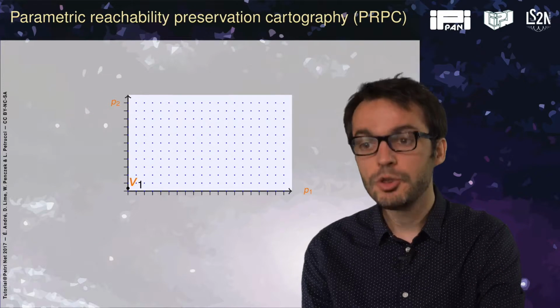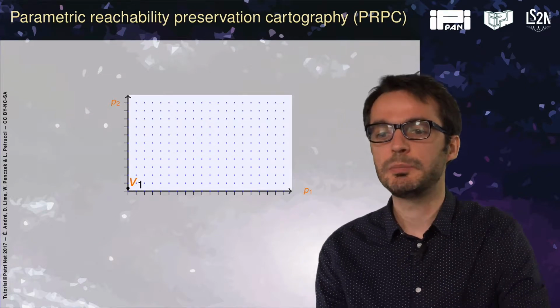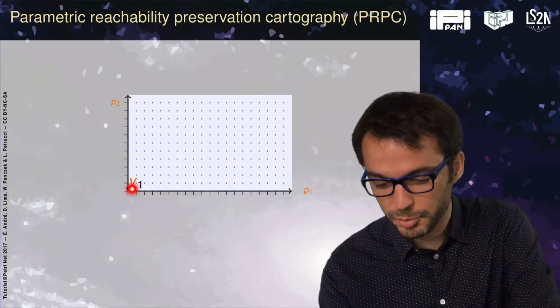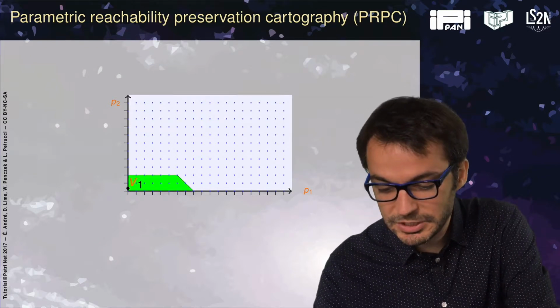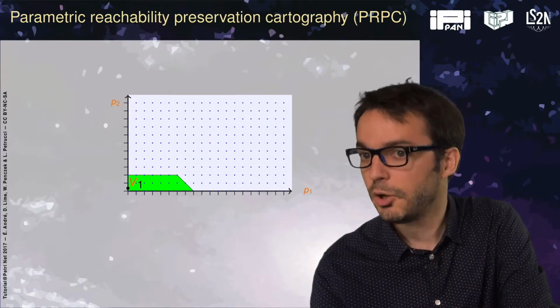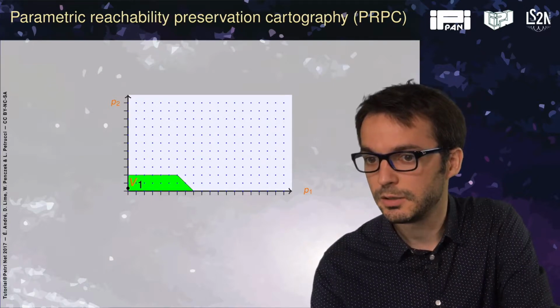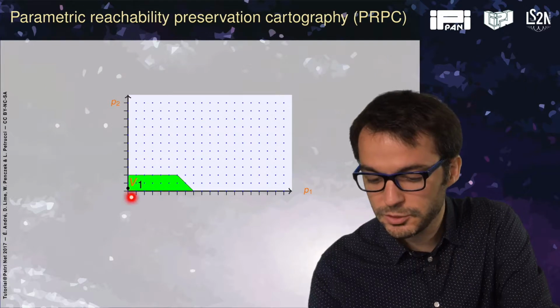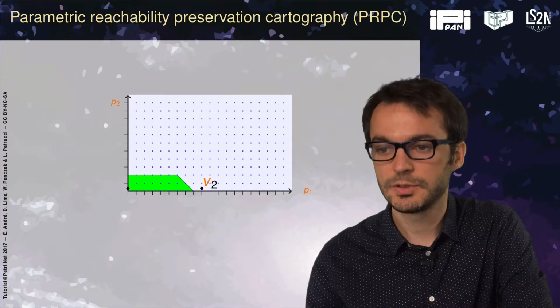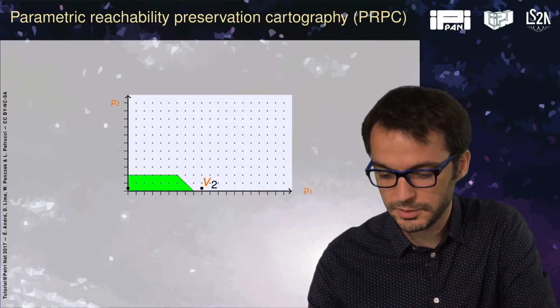Let me show in the non-distributed setting how the PRP cartography, PRPC, works. We start with an integer point. We compute a constraint that generalizes this integer point. And if this integer point is safe, if we can't reach the bad locations, then all those rational points are safe as well. Then we move to the next uncovered integer point, this one. We generalize it.